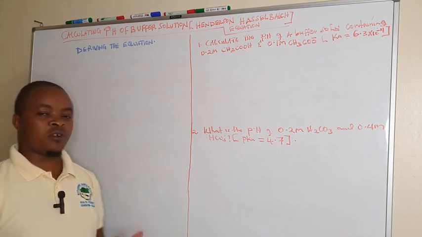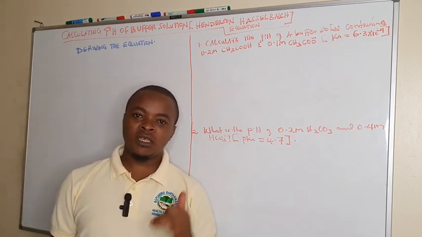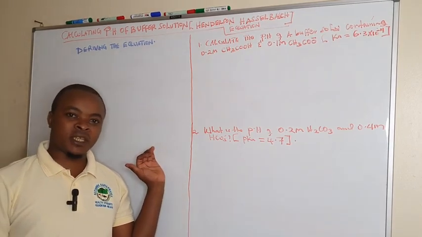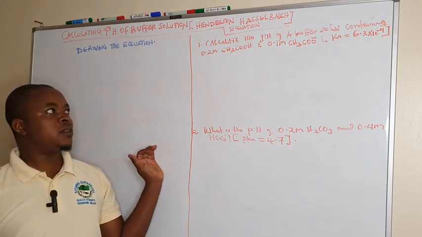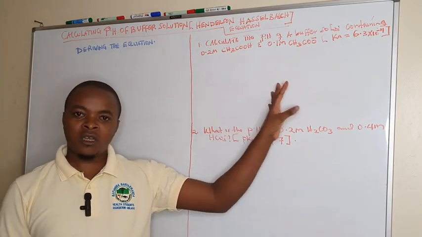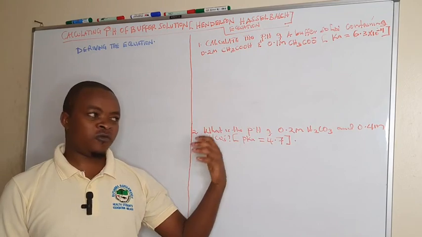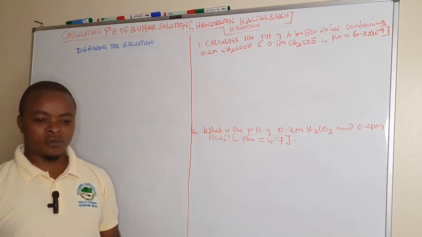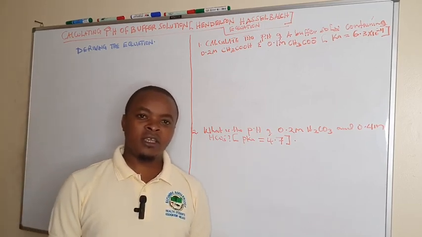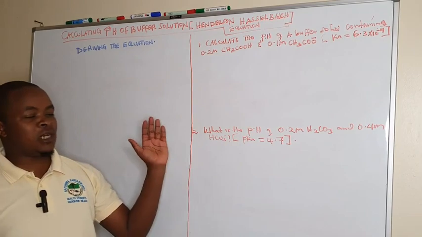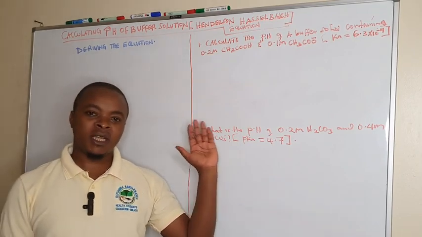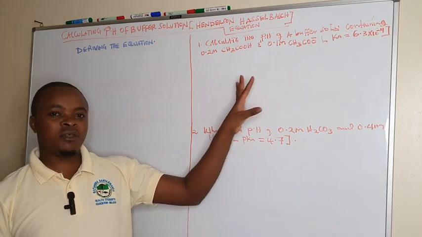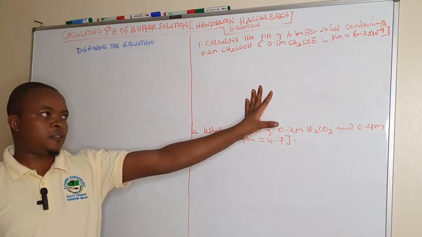So in this video, we are going to derive the Henderson-Hasselbalch equation. We are going to look at its application in medicine and also examples of how we can calculate the pH of buffer solutions. If you haven't watched the video about the mechanism of buffer systems, you can visit it so that you can be on the same page.